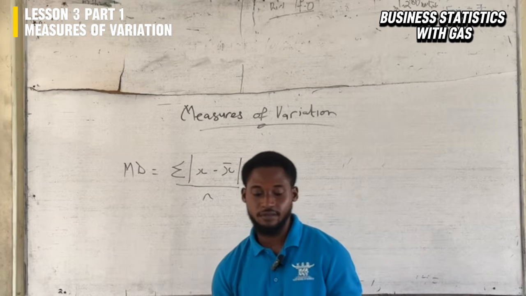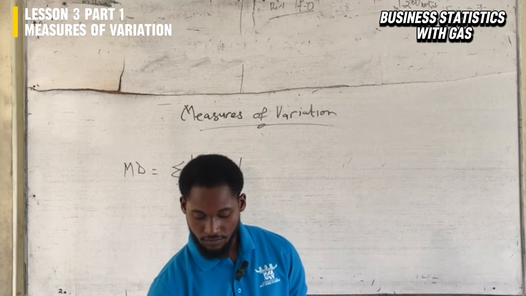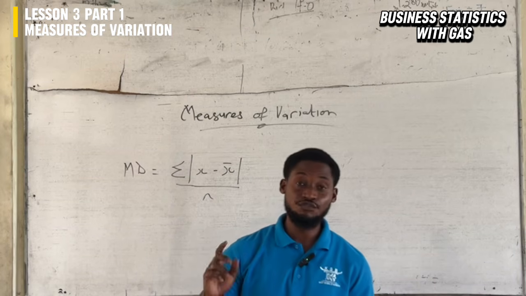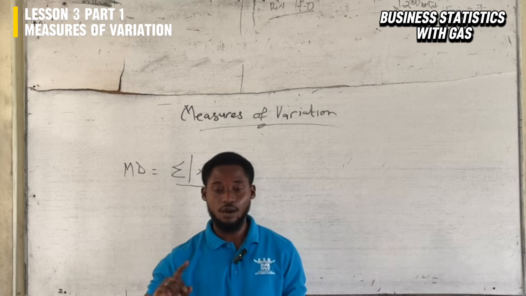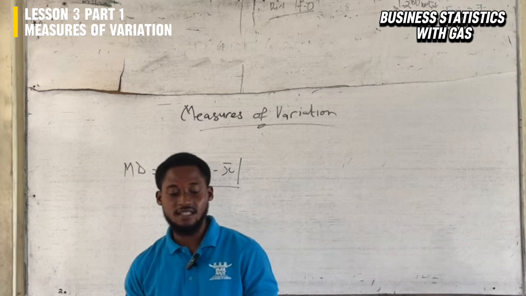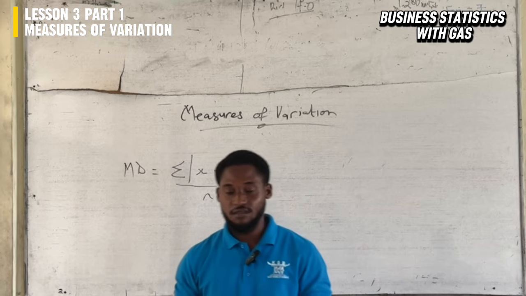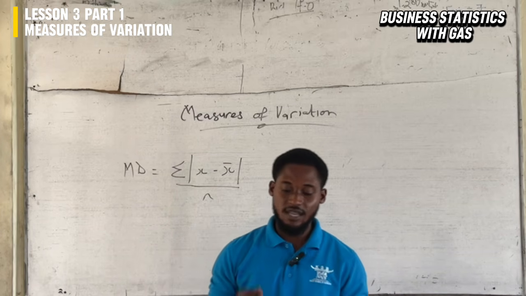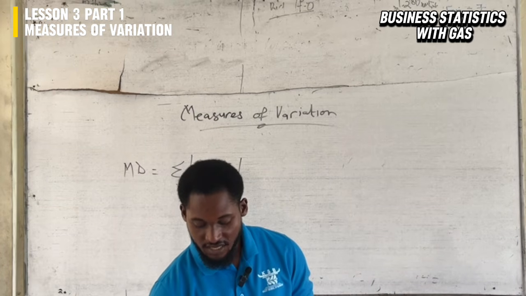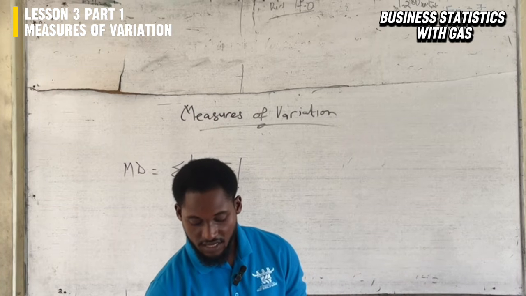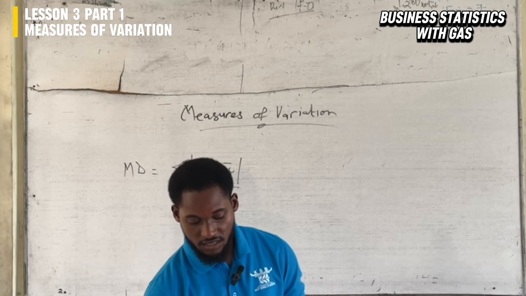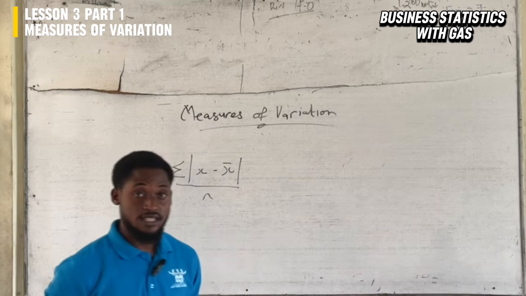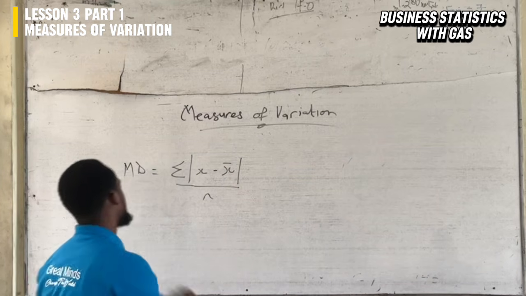Now there's an example here. It says the number of patients seen in the emergency room at St. Luke's Memorial Hospital for a sample of 5 days last year was 103, 97, 101, 106, and 103. Determine the mean deviation and interpret. So let's solve the question I just read to you.